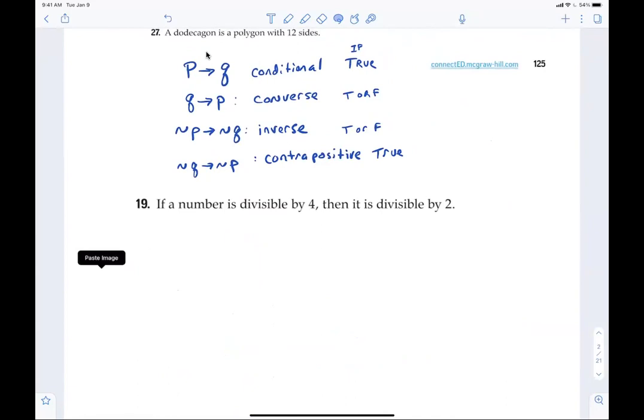True. No, I'm not asking about true or false. I'm asking you to state the converse. Tell me, Maren. If one number is divisible by 2, it's divisible by 4. That's how simple it is, guys. Anytime you want to write the converse, you just switch them. If a number is divisible by 2, then it is divisible by 4. False. And that one's definitely false.